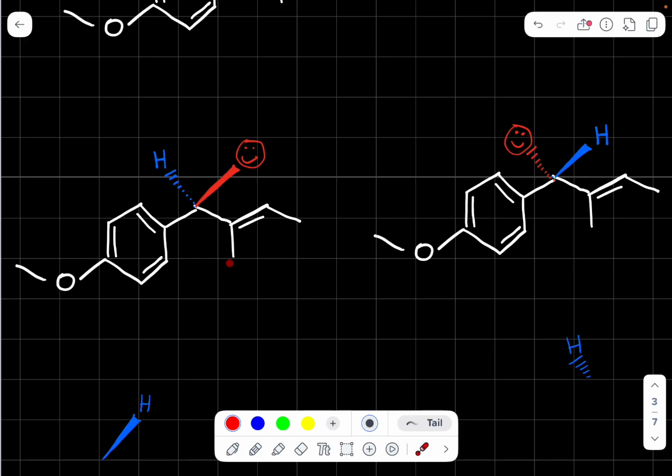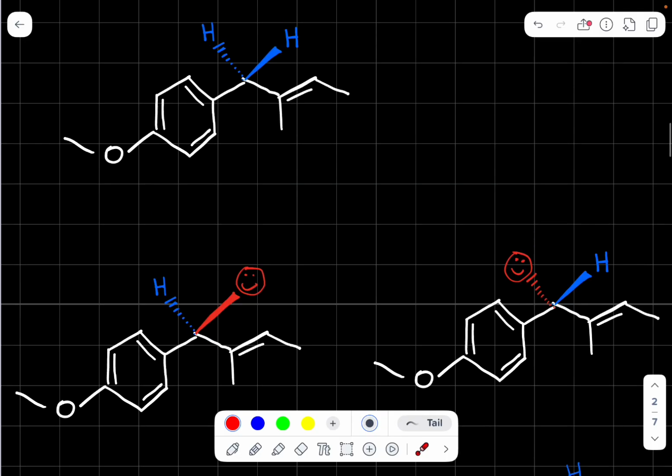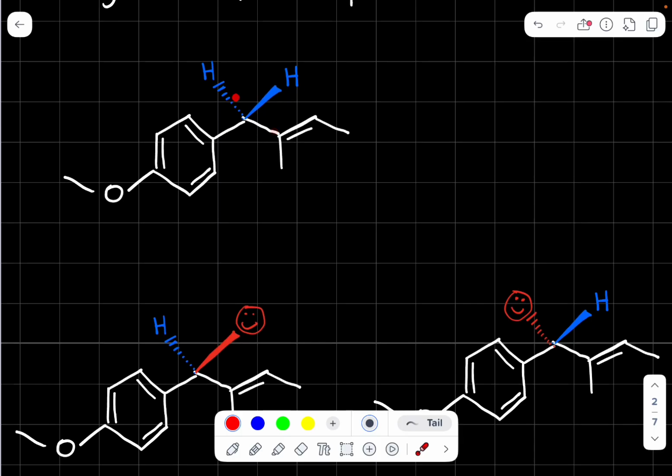As you can see, these 2 molecules are mirrors of each other. If you imagine mirroring in the front, you will get exactly this molecule. Therefore, they are enantiomers, and these protons are chemically the same.